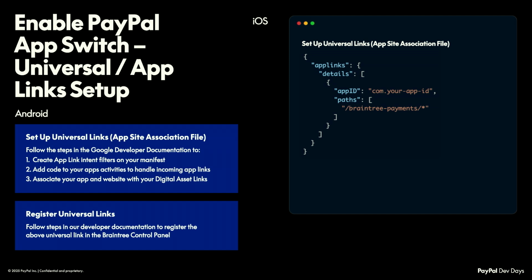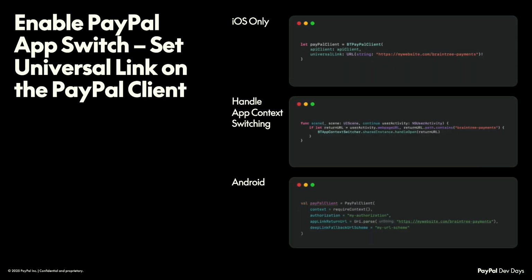And then for both of these flows, the final step is registering your universal links. So we have another step in our control panel where you tell us what that URL is. And we use that URL to make sure that nobody's trying to switch to any nefarious sites or nefarious apps, just as an added layer of security. And then you take that same universal link and you give it to the SDKs. So in this case, when instantiating the PayPal client, you pass us that URL in the universal link parameter.